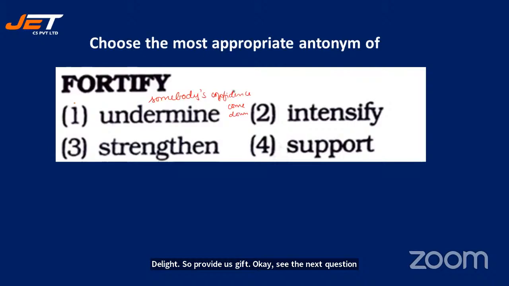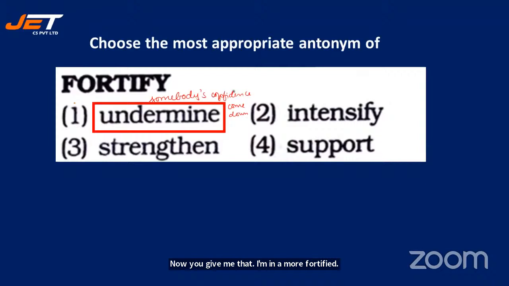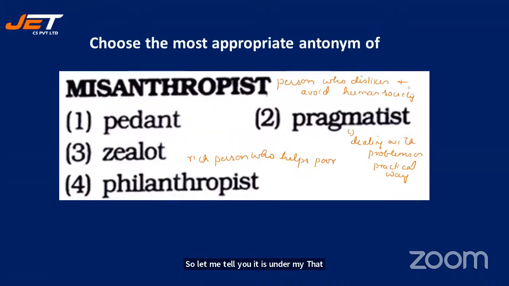Fortify. All right. So, you would have seen this word on YouTube often. Anyway, the meaning of undermine is to weaken somebody's confidence, to bring them down. You know the meaning of strengthen, intensify, support. Now, you give me the antonym of fortify. So, let me tell you, it is undermine. That should be the antonym. All right, see the next one.